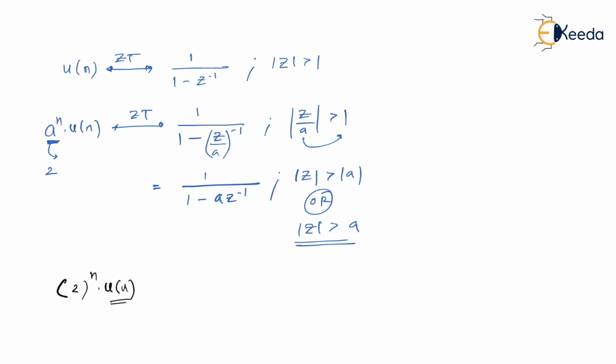Please tell me, when something is multiplied with u of n, you know that u of n is purely a right-handed signal. Therefore, I would say this is a causal sequence. Causal and infinite sequence. So this is causal as well as infinite length sequence. I require it when I'll come to the conclusion.